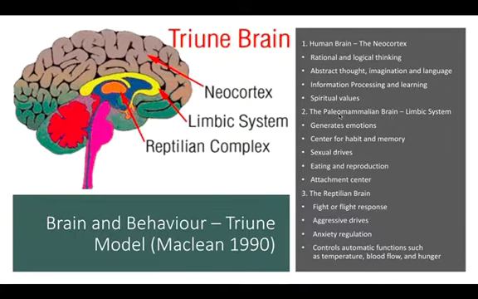The next part of the brain, the limbic system, which is really responsible for attachment and emotions, is known as the paleomammalian brain, or simply the mammalian brain. This part of the brain is responsible for emotions, habit and memory, sexual drives, eating and reproduction, and the attachment center. A snake, if it had this part of the brain, might not want to eat its owner, because it would be able to be attached to its owner and not just look at them as a piece of meat. So, the paleomammalian brain.